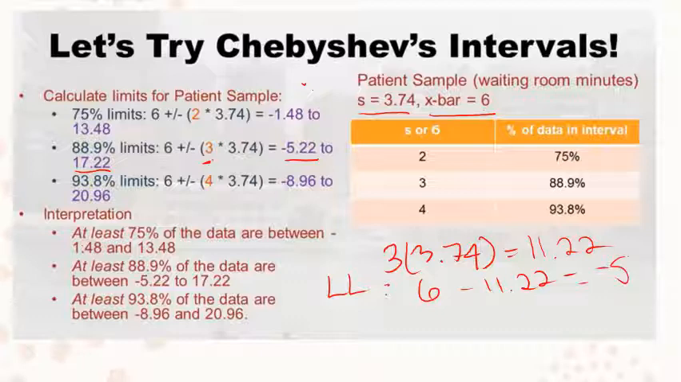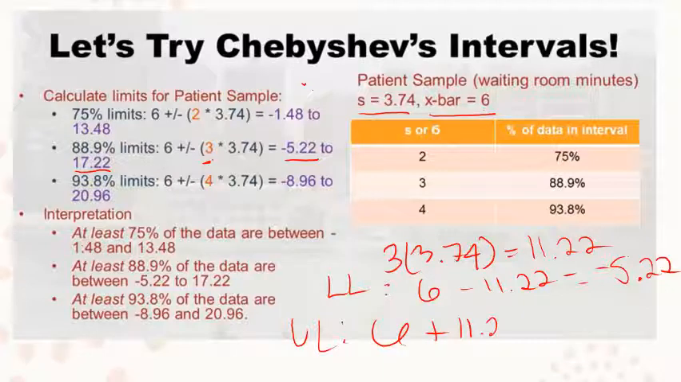negative 5.22. And then we're going to do the same thing with our upper limit, and we're going to add. So 6 plus 11.22 is 17.22. Aha, we got him.